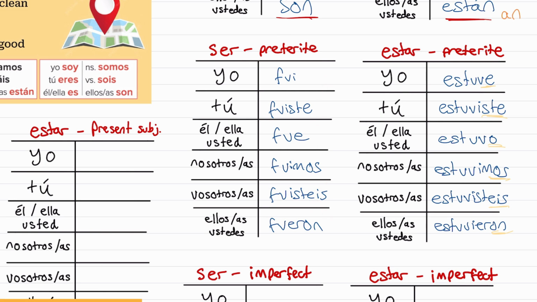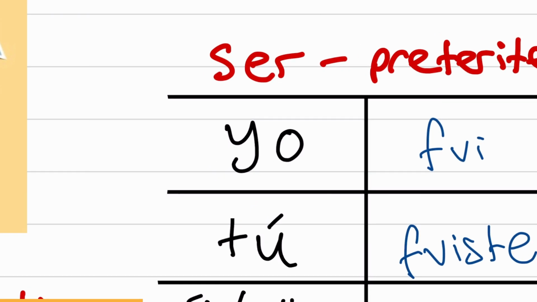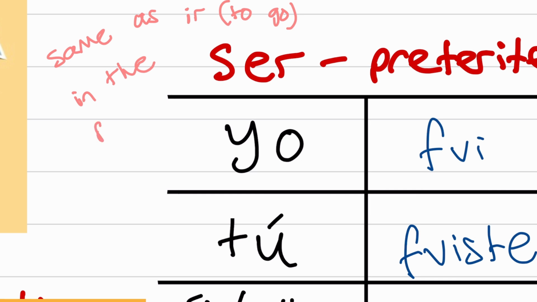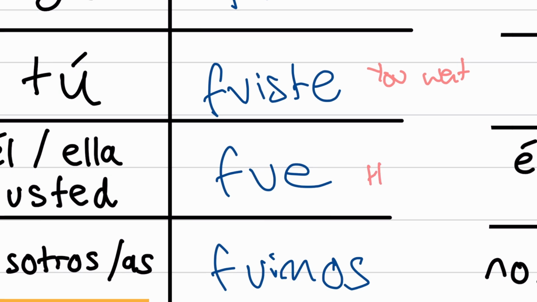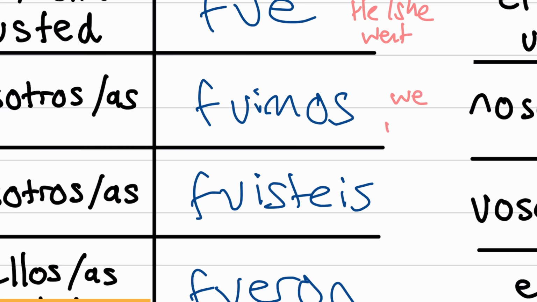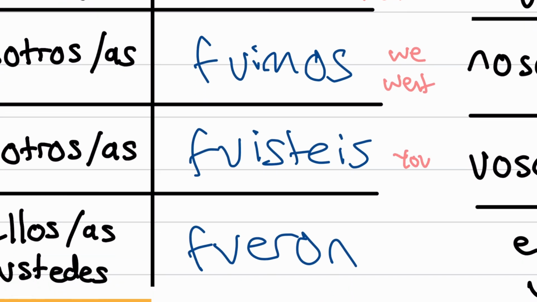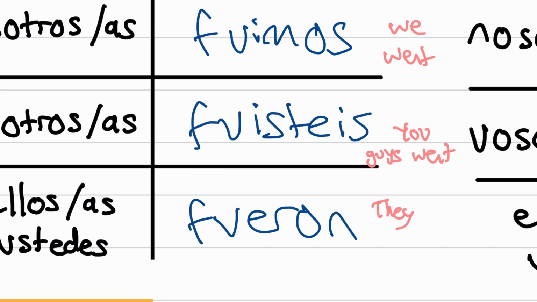Well, because it's the same as the ir preterite ones. Let me zoom in here and write. Same as ir, which is your to go in the preterite. So it's the same tense here. Apologies for my bad handwriting. So fui also means I went. You went, fuiste. Fue is he or she went, etc. We went. You guys went. And lastly, they went. So it is the exact same.